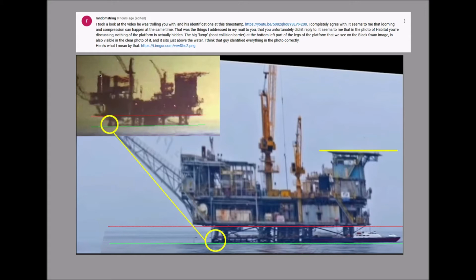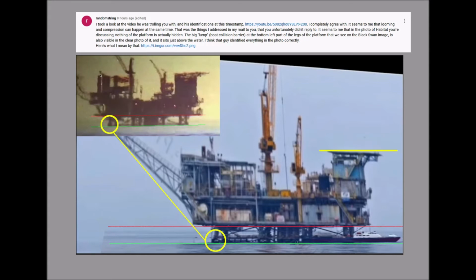There was a comment from Random String, who is not a flat earther, and it was all in all a respectful and helpful comment. It was on Bob's channel, but I think Random String got something wrong here, and it's a worthwhile exercise to see what went wrong. Random String says, "It seems to me that looming and compression can happen at the same time. That was the thing I addressed to my mail to you. It seems to me that in the photo of habitat you're discussing, nothing of the platform is actually hidden."